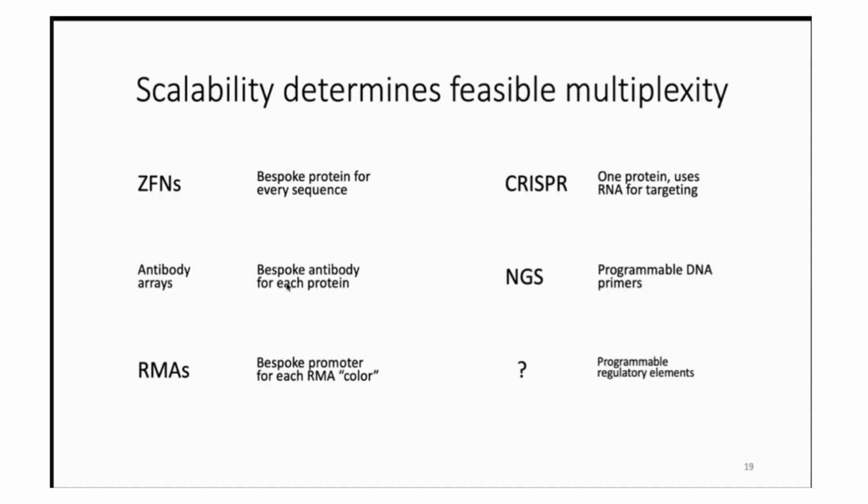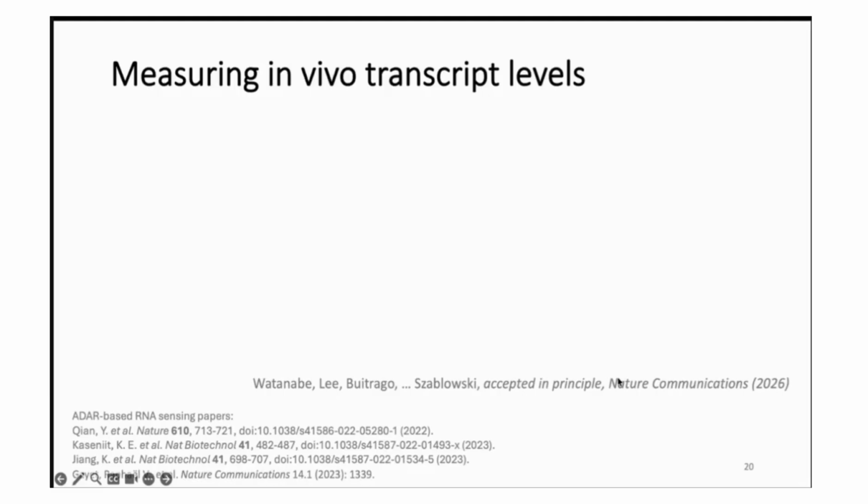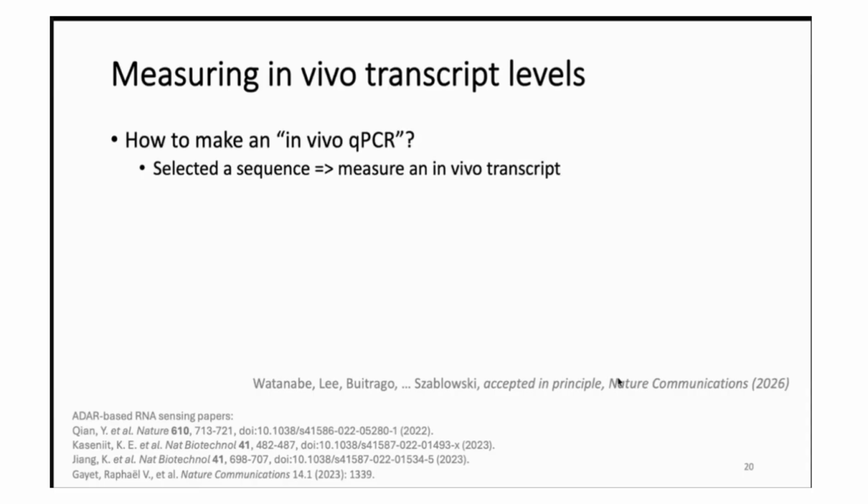So what we need is we need to start making the RMA scalable, and we'll start by making programmable gene regulatory elements, right? So we're going to try to make the jump from the antibody arrays to NGS just in the in vivo scale. So this is the paper that just got accepted last weekend in Nature Communications, where we are trying to measure the in vivo transcript levels. So think about it as an in vivo qPCR, right? What we have done with RMAs is more like in vivo Western blot, and now we're going to the scalable, programmable in vivo qPCR, where you just look at the sequence and you can measure a transcript level in vivo.